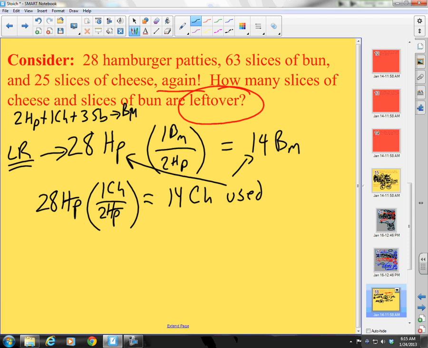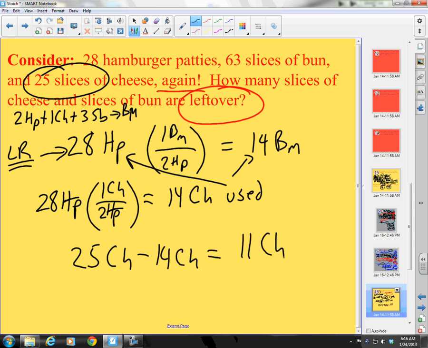Well, how many cheeses did I start with? Well, I started with 25. So I started with 25 cheeses, and I subtract 14 cheeses. And what am I left with? I have 11 cheeses which remain. That means I still have 11 pieces of cheese after all my 28 hamburger patties have been used up.